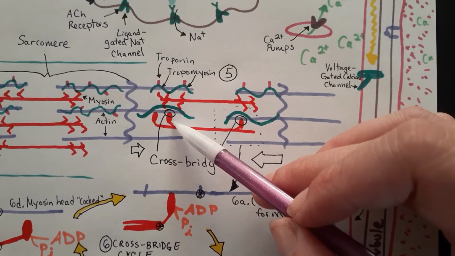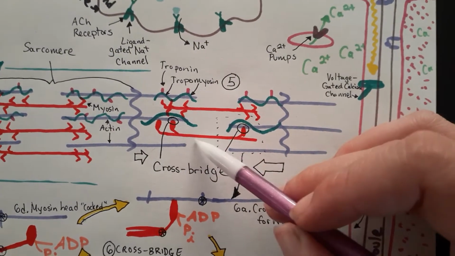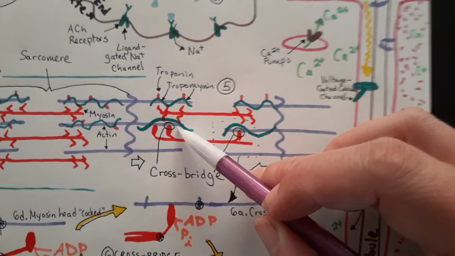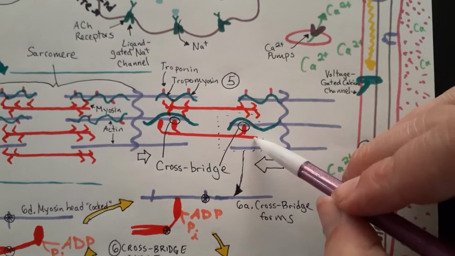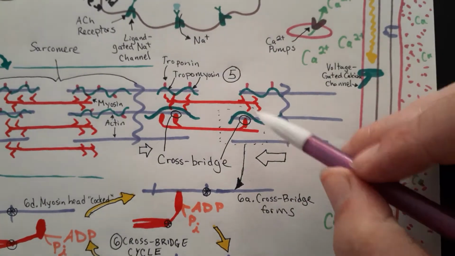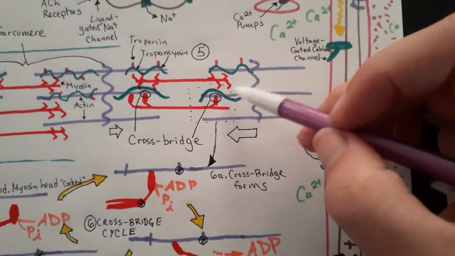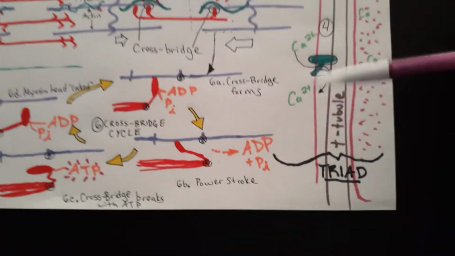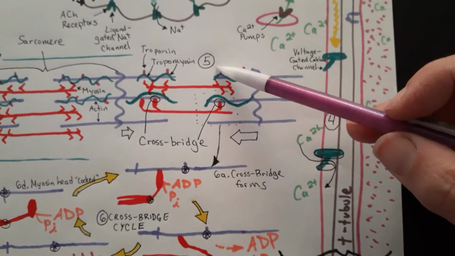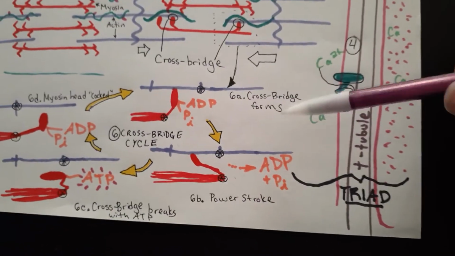This is the formation of a cross bridge. So it is a bridge using the myosin heads between this red myosin and this bluish purple actin. We can see a couple cross bridges here because calcium has caused troponin to remove tropomyosin from the active sites. Now, if we zoom in right here, we can explore step number 6. Step number 5 is actually triggering step number 6A, which is the beginning of the cross bridge cycle.